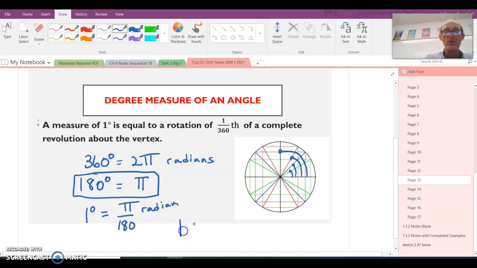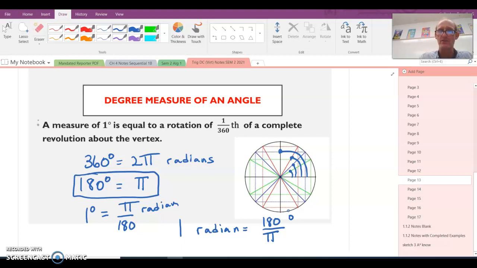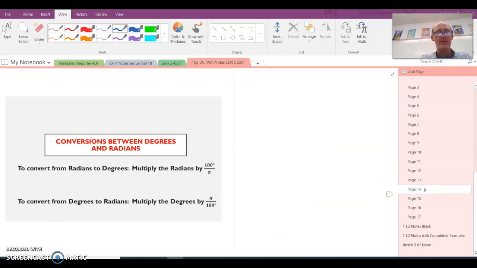And 1 radian is equal to 180 over pi degrees. So we need to be able to convert between radians and degrees, to go back and forth between radians and degrees. Okay, so how do we do that?